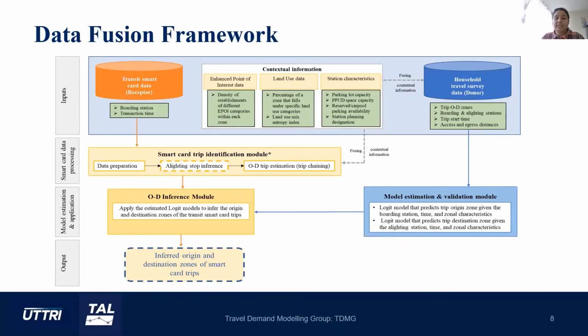So we tested this method for both tap on only and tap on and off systems, and for networks with substantial shares of both automobile access and walk access or egress. And we found that the method can successfully capture the spatial distribution of trip OD at the traffic analysis zone level.